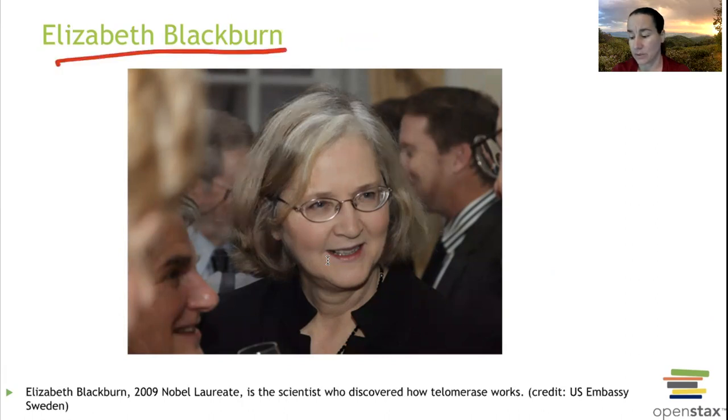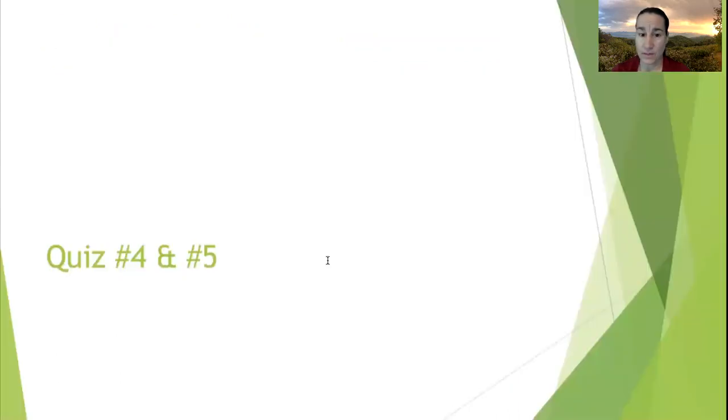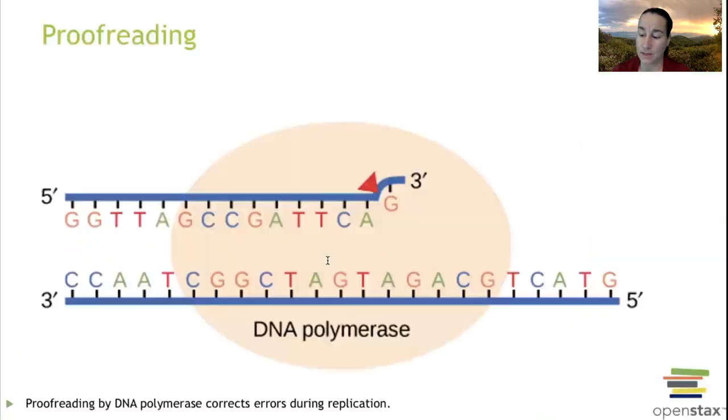So Elizabeth Blackburn is the one who discovered the function of telomerase and what it does. Moving on to the next section. The last section of this chapter is repairing the DNA. DNA has to check itself before it wrecks itself. So it proofreads. DNA pol proofreads.